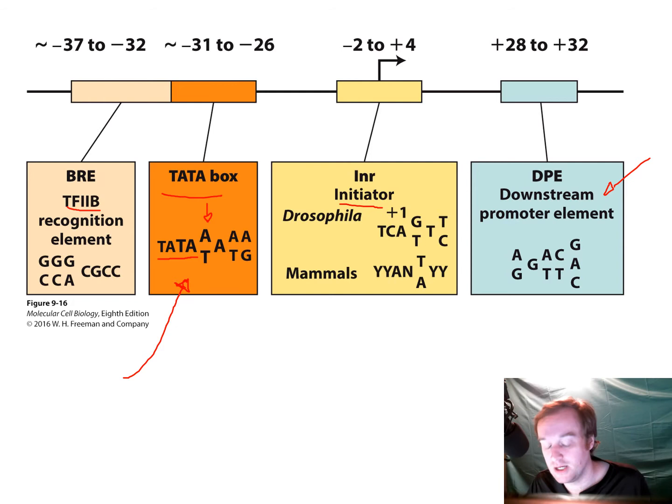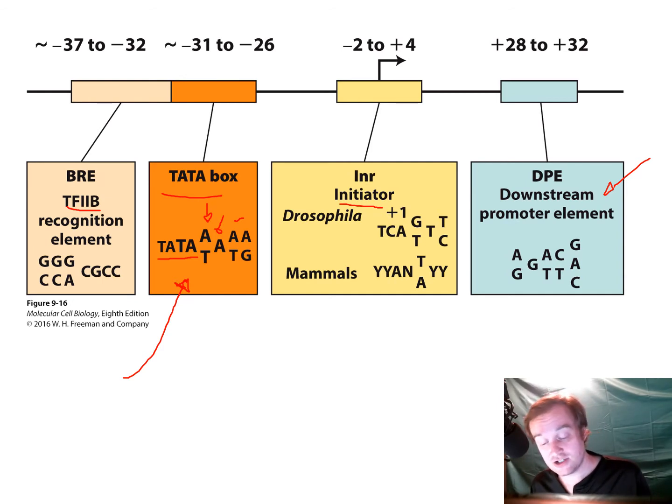The 5th base can be an A or a T. The 6th has to be an A. And then we have a couple other options further down the line. And these are very, very highly conserved across all animals. This RNA polymerase needs that recognition site to know it's in the right spot to start transcribing a gene.